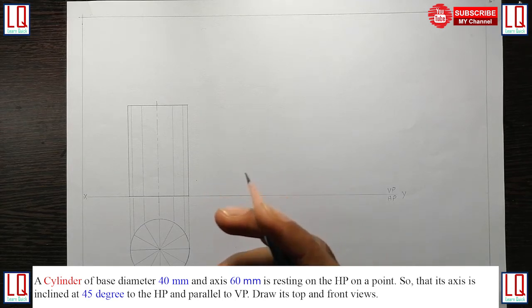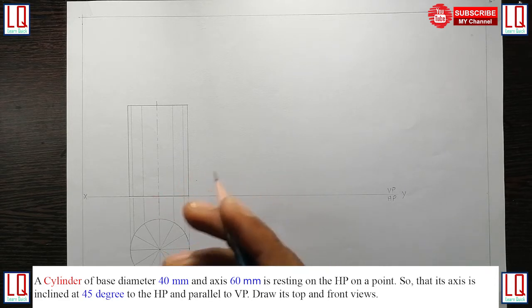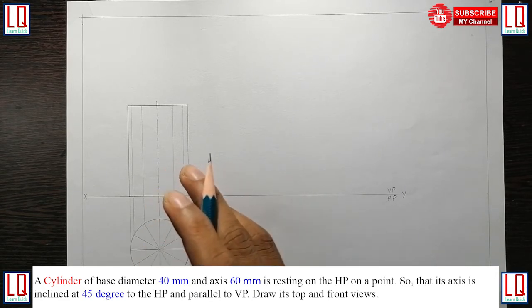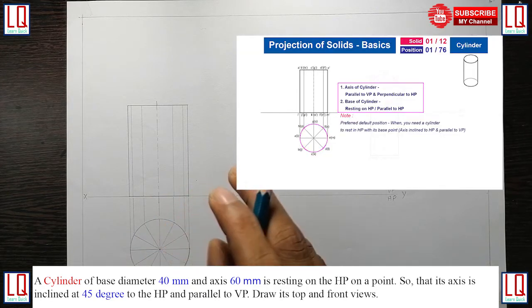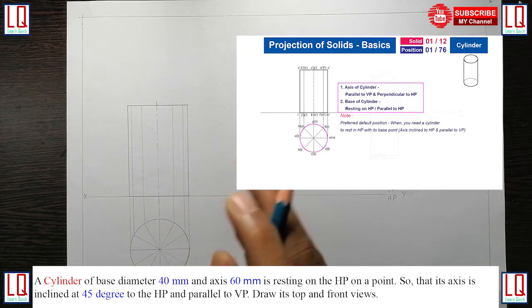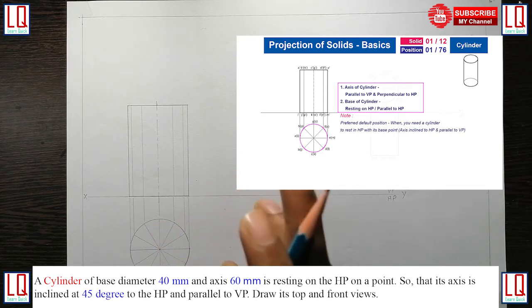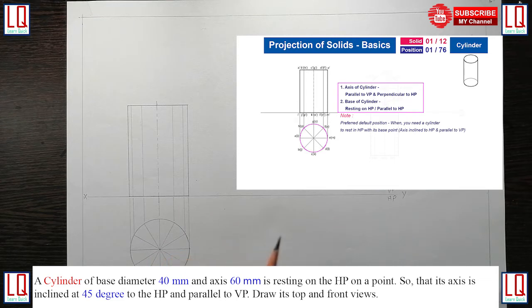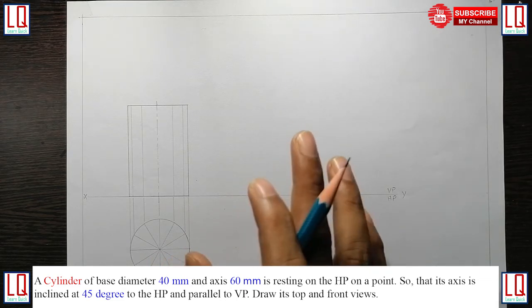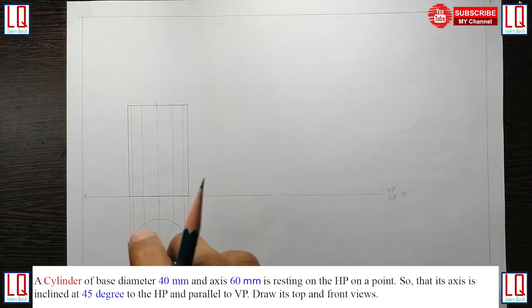I am Sharif here for a video lecture on projection of solids, cylinder. To draw this problem, we need to refer to our previous video lecture, projection of solids position number 1 of solid type 1. To view the video, the link is available in the top right corner or in the description of this video. So first we will divide this problem statement into three parts.